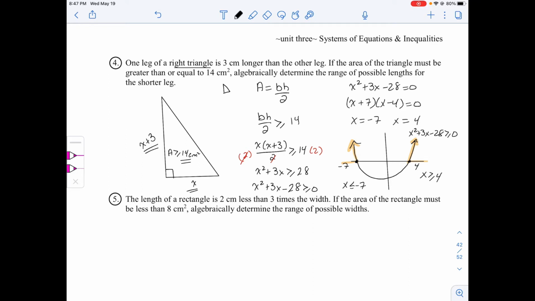So of course, if we think about this, we know that we cannot have a length of negative 7 or negative anything. So our answer is x is greater than or equal to 4. This other answer is an extraneous root. The only reason it's extraneous is because this is a situation.